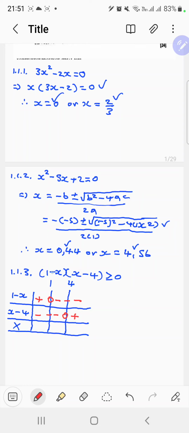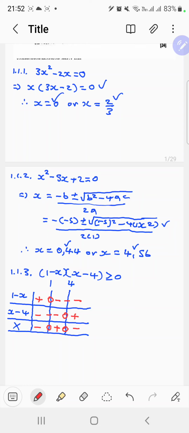So we do the product, meaning that bracket multiplied by that. A positive multiplied by a negative is a negative. 0 multiplied by any number is 0. A negative multiplied by a negative is a positive. 0 multiplied by any number gives us 0. Negative multiplied by positive is a negative.